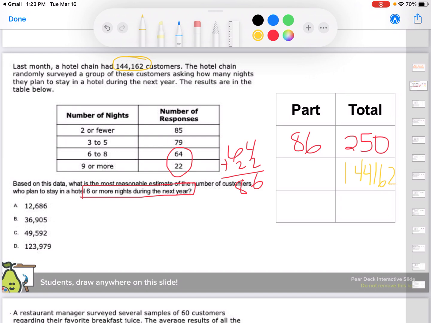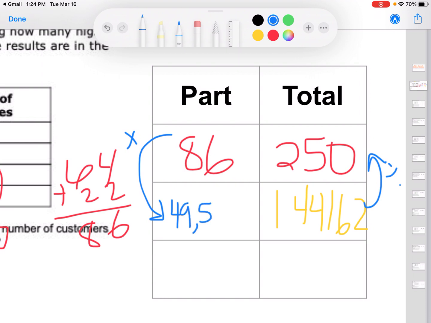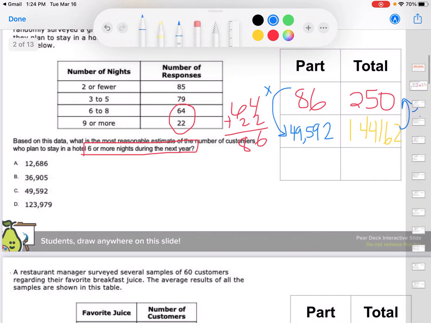And if you remember from when we did this before, we divide going this way, and then we're going to multiply coming this way. So I'm going to put in my calculator 144,162, and I'm going to divide by 250. Then without clearing my calculator, I'm going to multiply by 86. And I get 49,591.7. So that tells me to round up to the next whole person, so 92. So I'm going to look and I'm going to hope that that's a possibility, and it is. It's C. All right, let's try the next one.